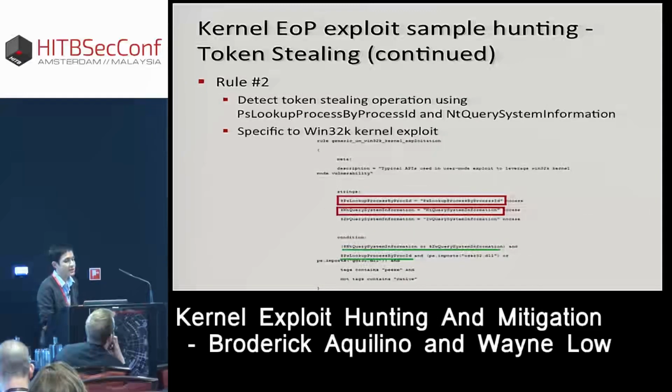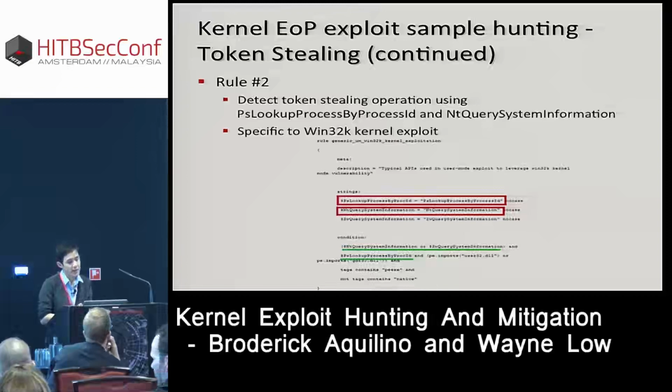Hence, we introduced the second YARA rule to detect the subset of kernel exploit samples that do not leverage the write-what-where primitive. In this rule, we take advantage of the token stealing operations that will call the documented Windows kernel API functions like PsLookupProcessByProcessId and NtQuerySystemInformation, which is typically used by all sorts of kernel exploits to retrieve the NTOS kernel base address that would be required in parsing the actual kernel address for the respective kernel function required by the exploit.